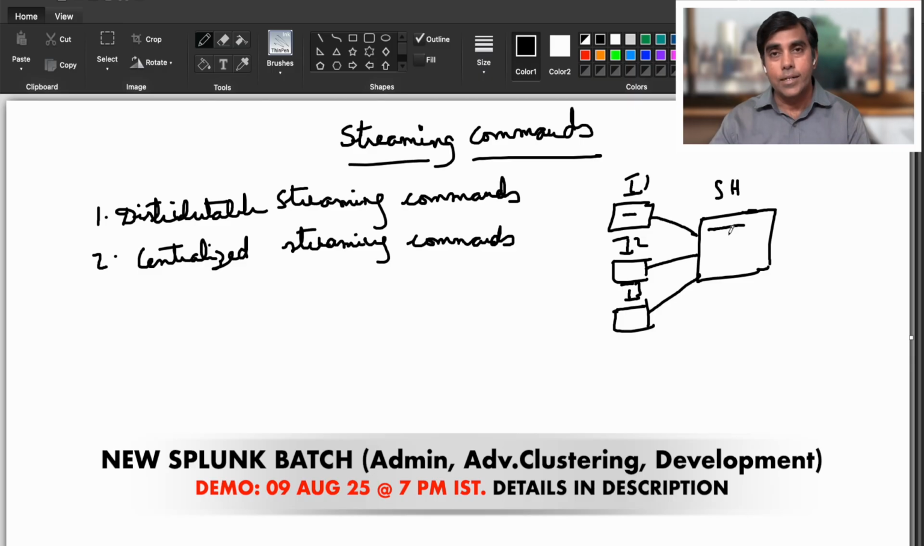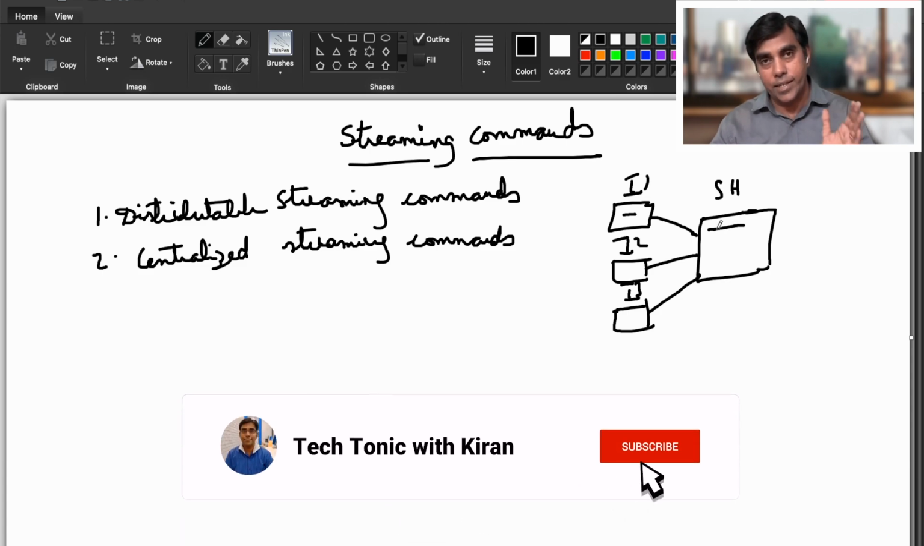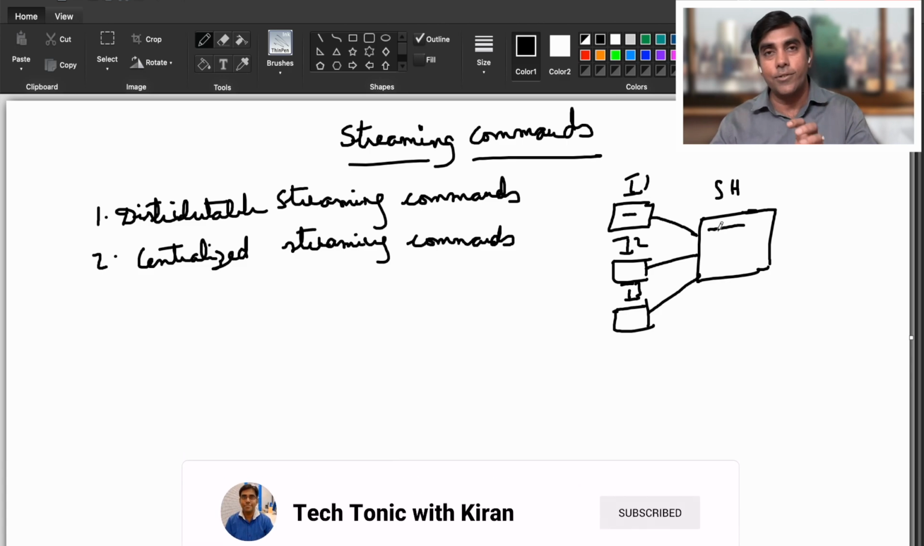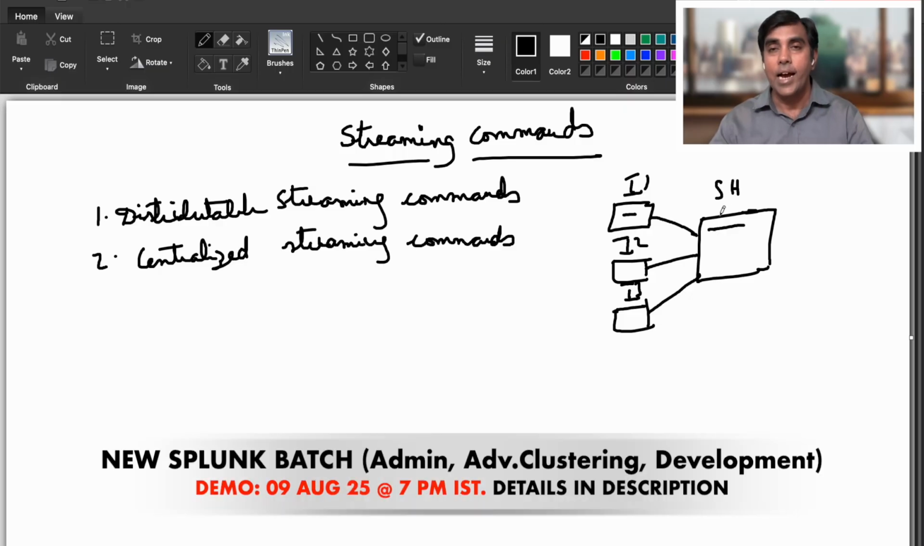So both the streaming commands can get the data live, but distributable streaming commands are the commands where they will be analyzing event by event and are getting data limited to the particular index only, whereas centralized streaming commands can always collectively get the data, even though they can analyze event by event. They have the capability of collectively getting the data from all the indexers, and hence we can always use them from the search head. At the search head level we can always use them. This is the difference between the two streaming commands.